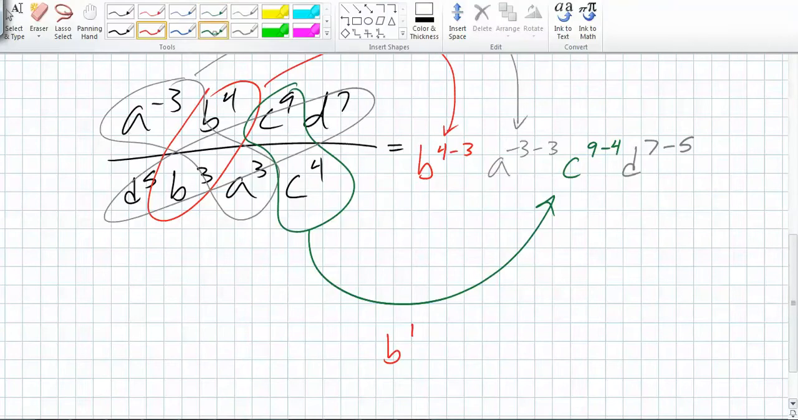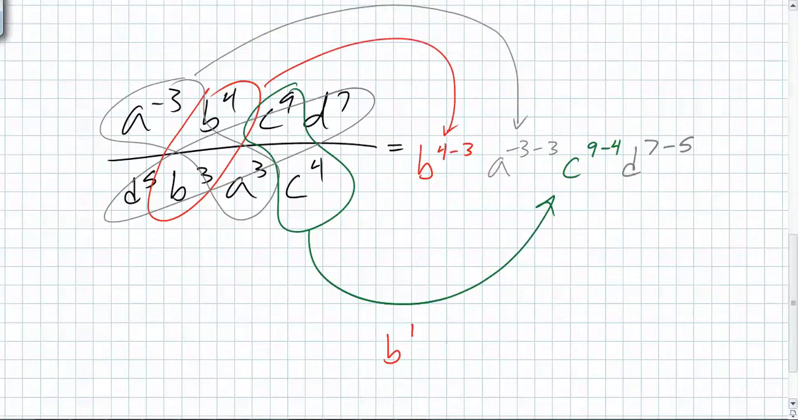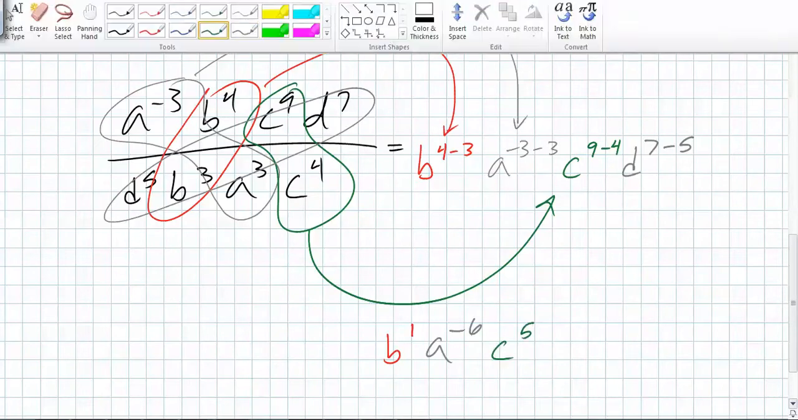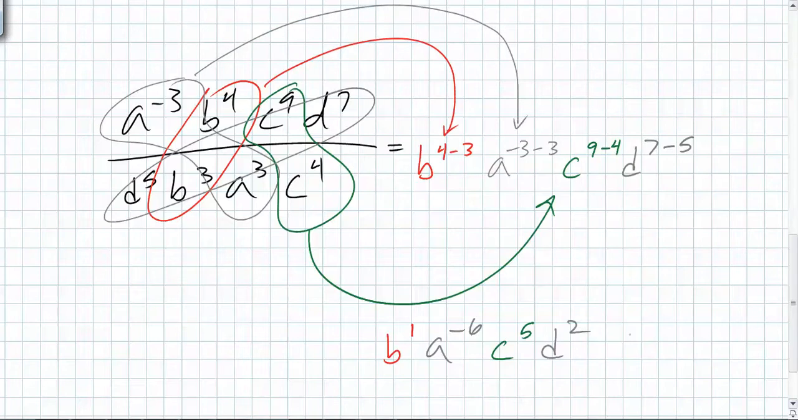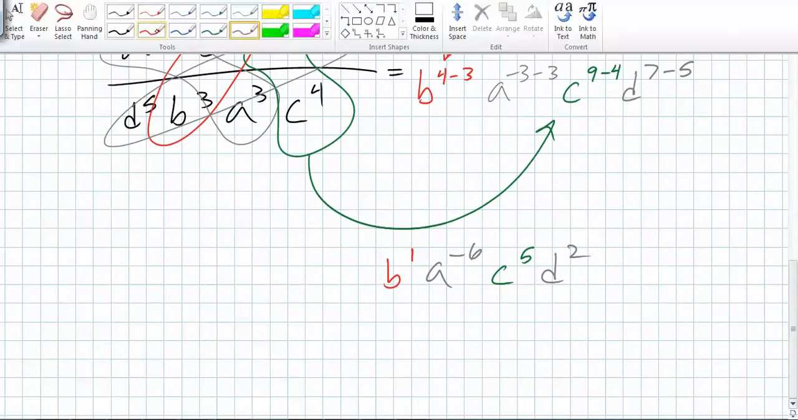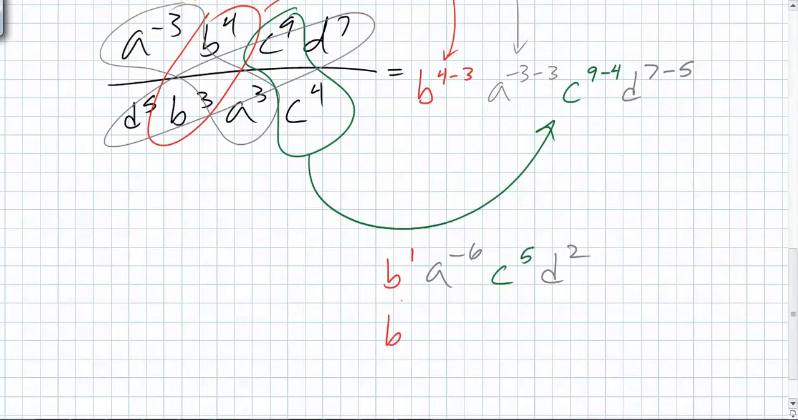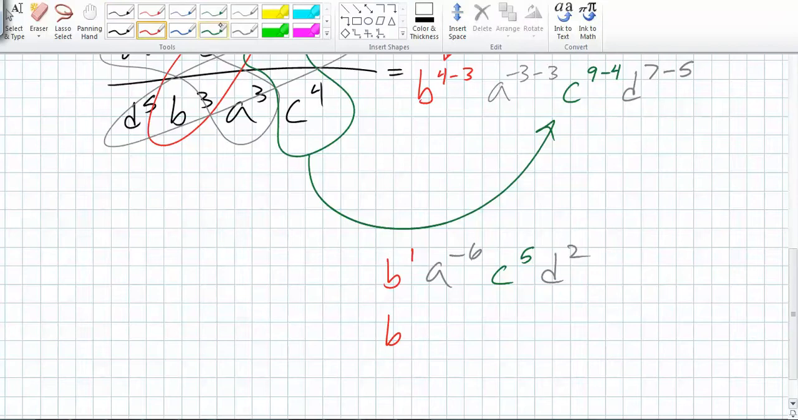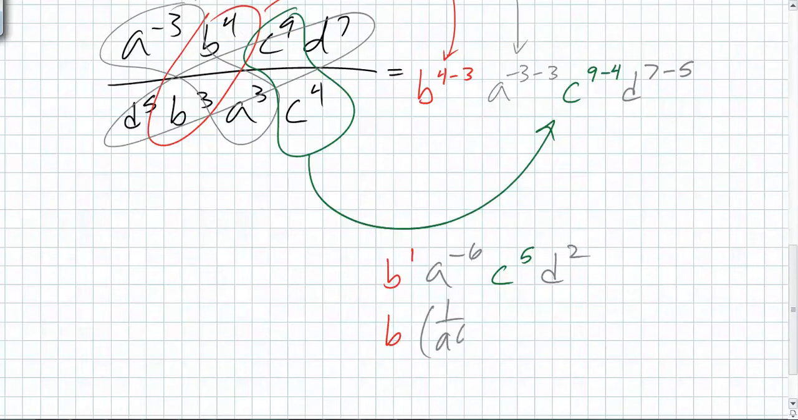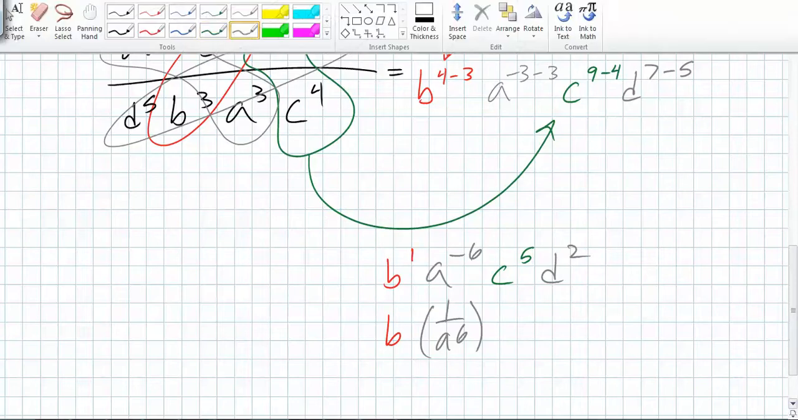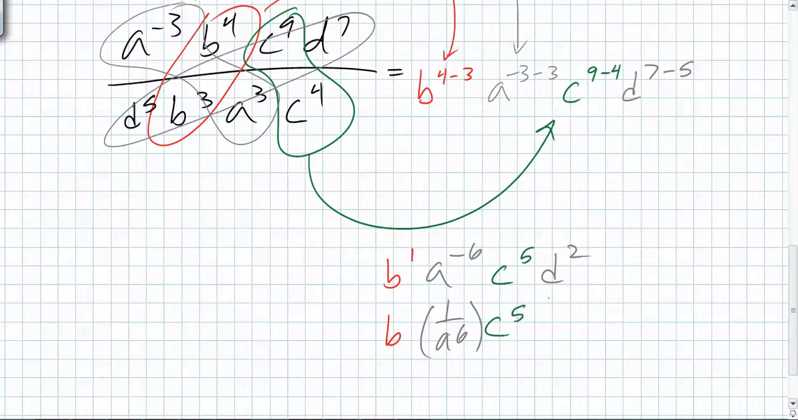What about the next one? We do the a to the what? Negative 6. And what's the next one going to be? C to the 5. And what's the next one? D to the 2. So if we actually keep going here, you have b times, instead of a to the negative 6, if we want to keep going here, what's a going to be translated into? 1 over a to the 6th. And what do we do to the c? Oh, the c stays the same. And what happens to the d? The d stays the same.